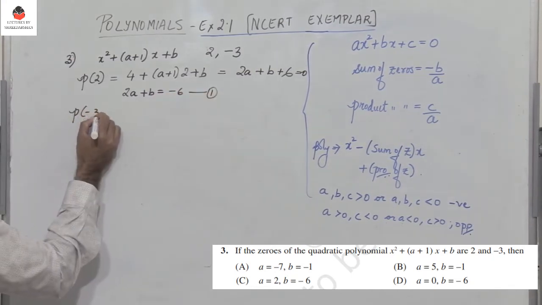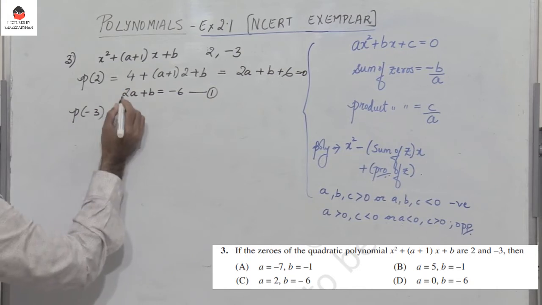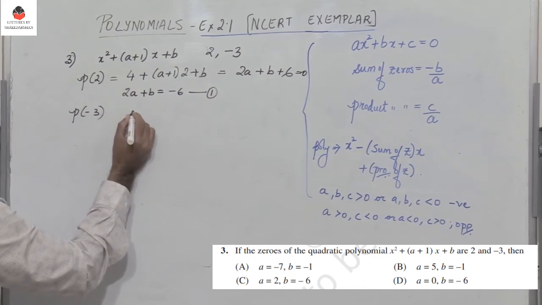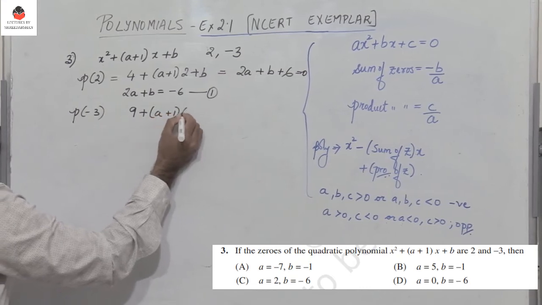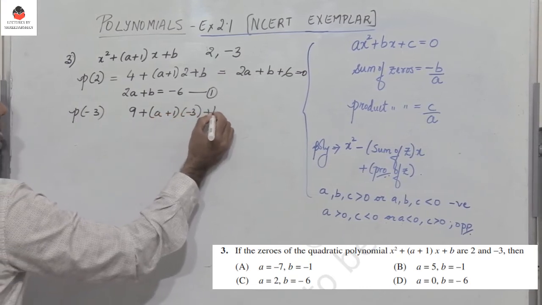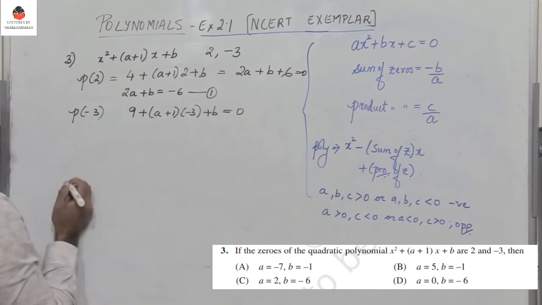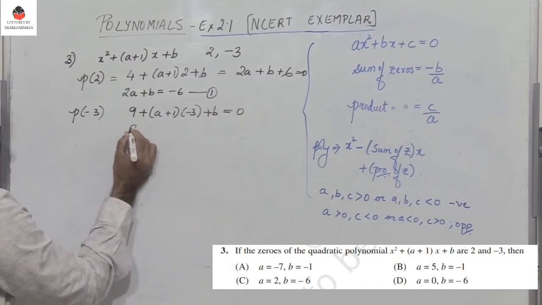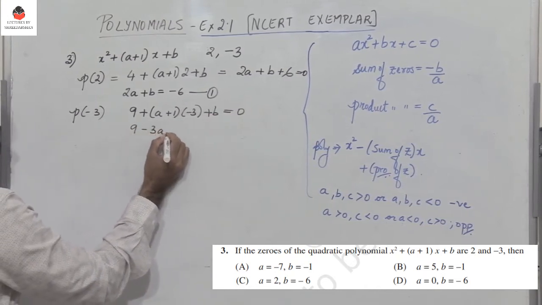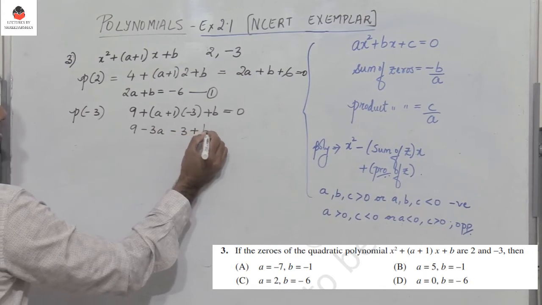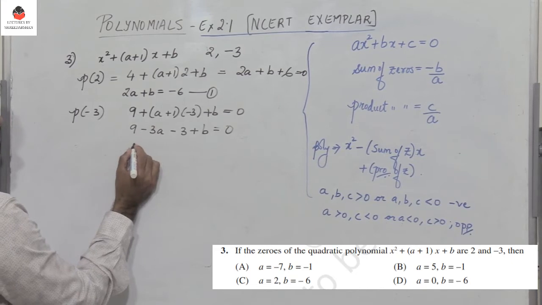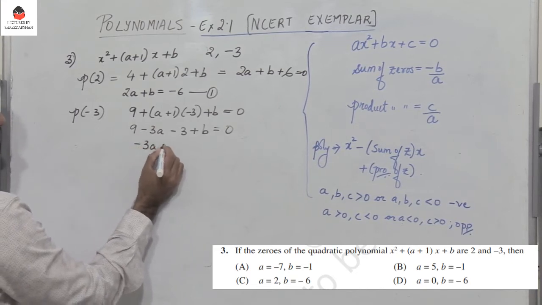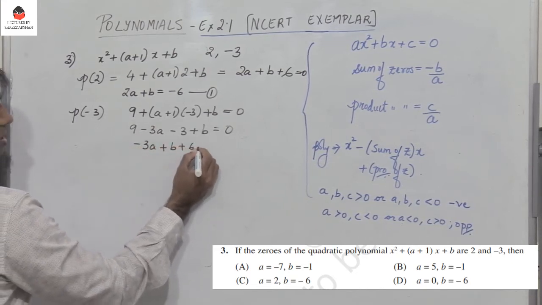Next, putting the value of x as minus 3, we get minus 3 squared, which is 9, plus (a plus 1) into minus 3 plus b has to be equal to 0. So here I get 9 minus 3a minus 3 plus b equal to 0. So we get the equation minus 3a plus b plus 6 equal to 0.